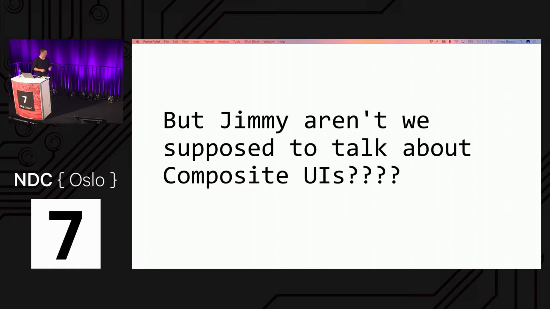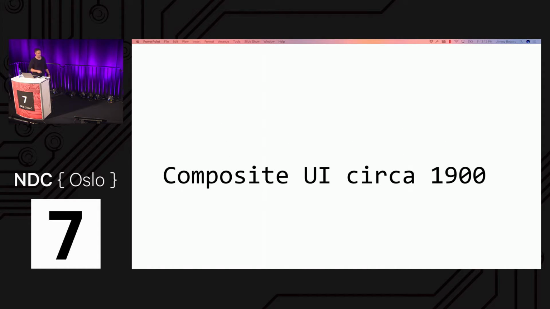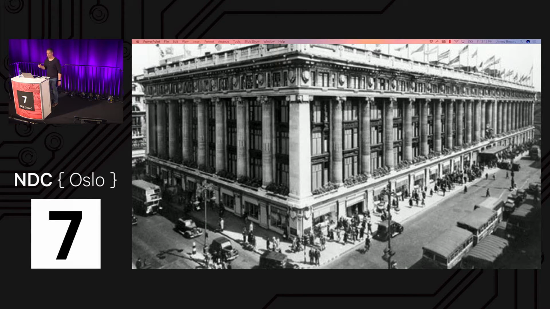So let's suppose I rewind time again, back 100 years, and see what a composite UI would look like before there were any computers involved. In a composite UI circa 1900 or so, and these did exist, I might see something like this. Does anyone know what this is? This is the very first department store that existed in the world. This is Selfridges in London.